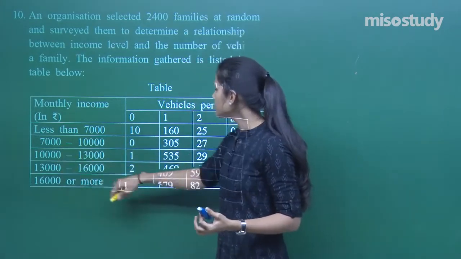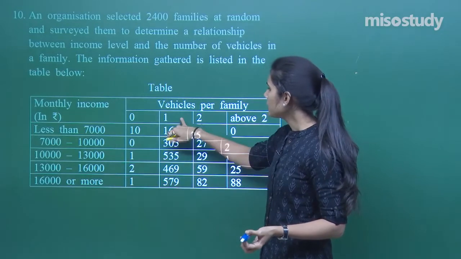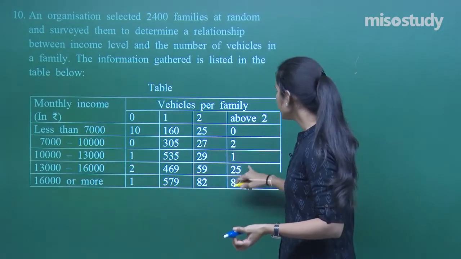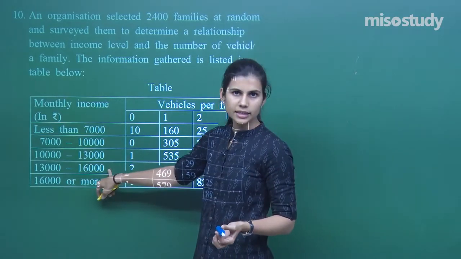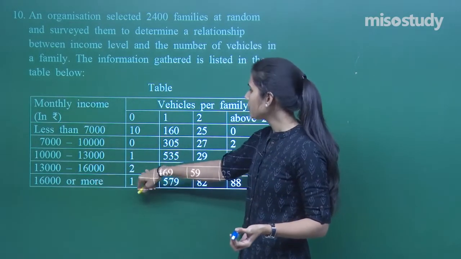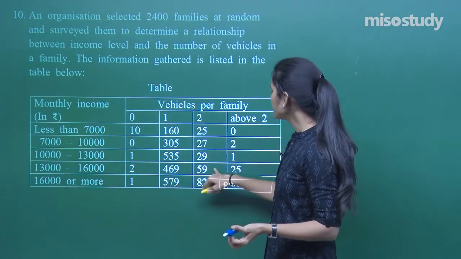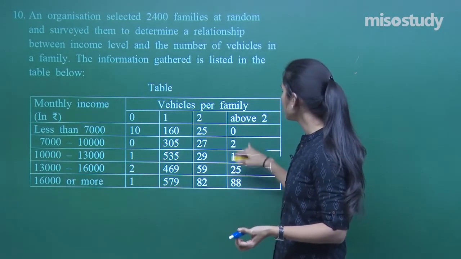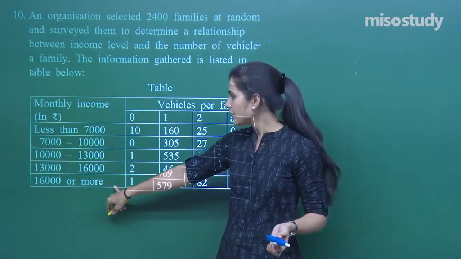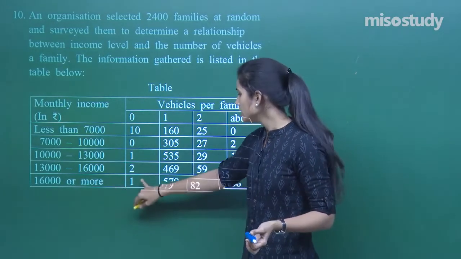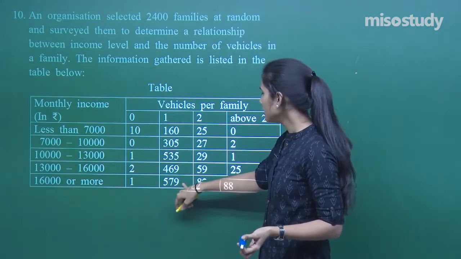The income falling in this range, there is only 1 family which has 0 number of vehicles. 535 families have 1 vehicle, 29 have 2 vehicles, and 1 has above 2 number of vehicles. Falling in this range, if it is the income of any family, then 2 families are there which have 0 vehicles. 469 have exactly 1 vehicle, 59 families have 2 vehicles, 25 families have above 2 vehicles. And if families have income more than 16,000, then there is only 1 family such which has 0 vehicle, no vehicle.